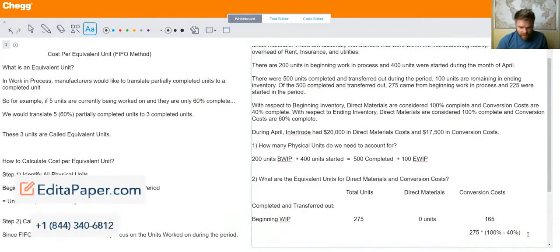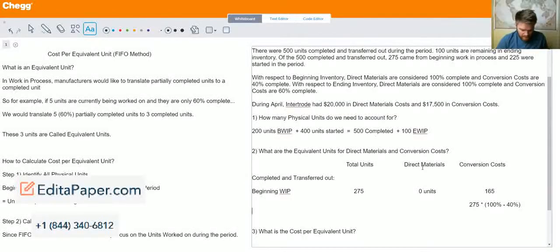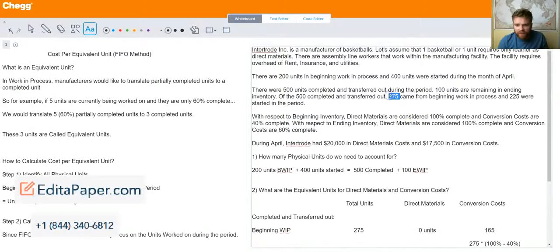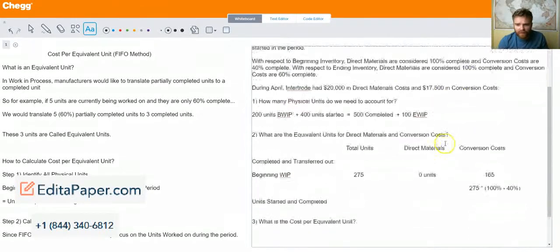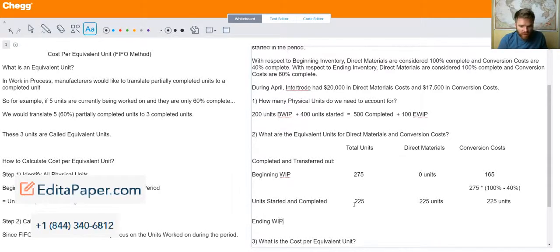Okay, next, we'll have units started and completed, because that's what's remaining there. And we said that 275 of the completed units came from beginning, 225 were started. So for 225, since these were started and completed during the period, you did all the work in the period and you completed it. So it's 100% through and through. 225 equivalent units, 225 equivalent units.